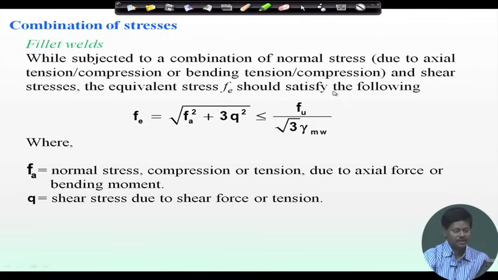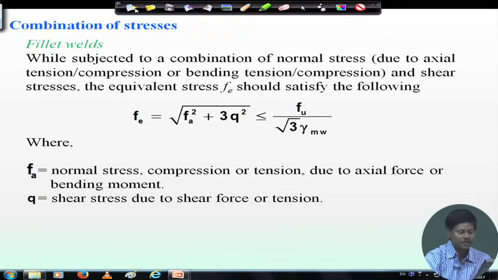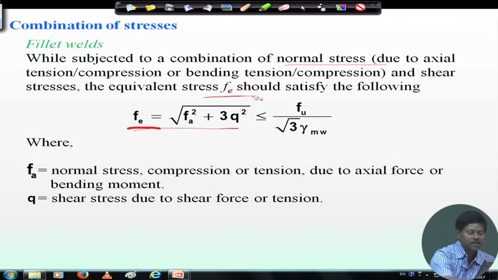Now, combination of stresses. It may happen that two types of stress or more than two types of stress are acting together. In this case we have to find out the equivalent stress. Equivalent stress we can calculate as fe equals square root of fa square plus 3 q square. When it is subjected to a combination of normal stress, meaning due to axial tension or compression or bending tension and compression, and shear stress, then the equivalent stress can be calculated in this way.